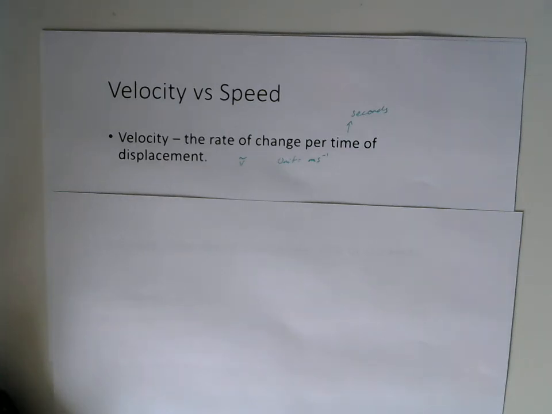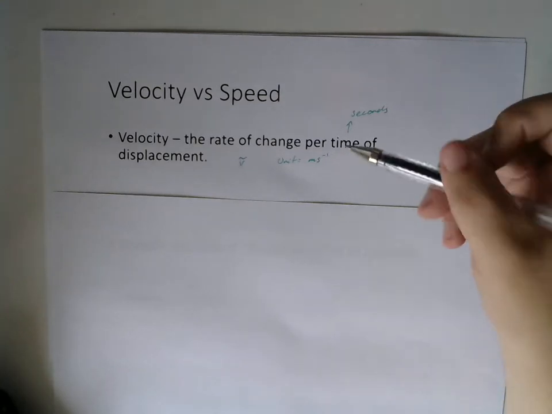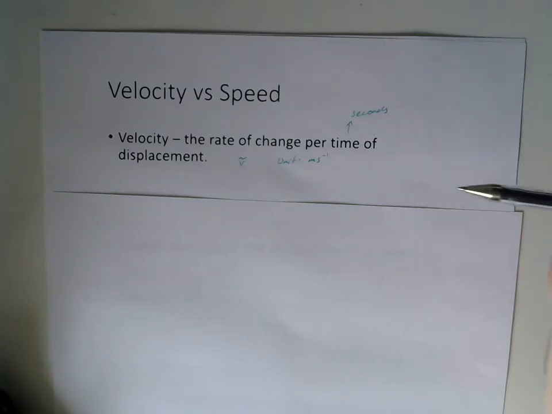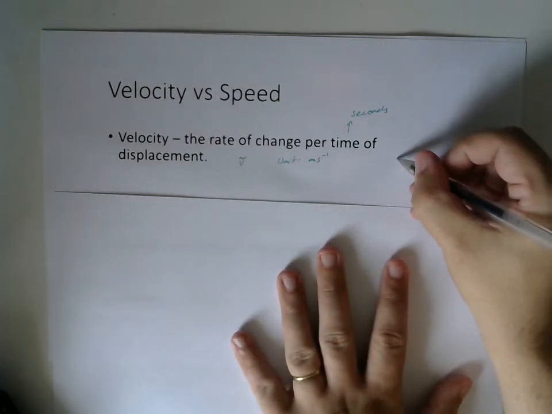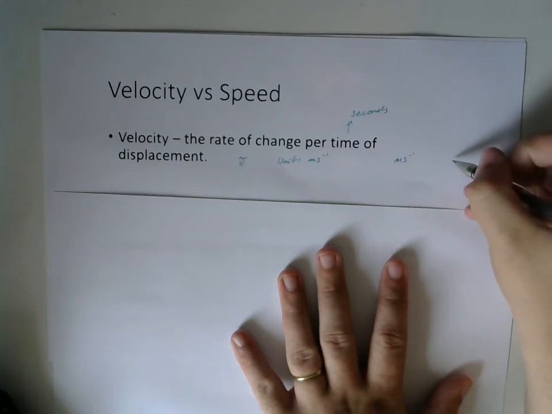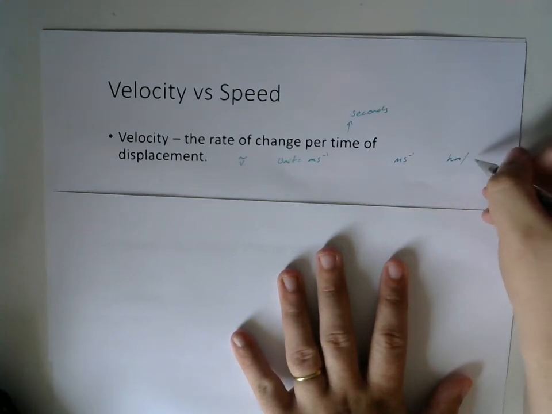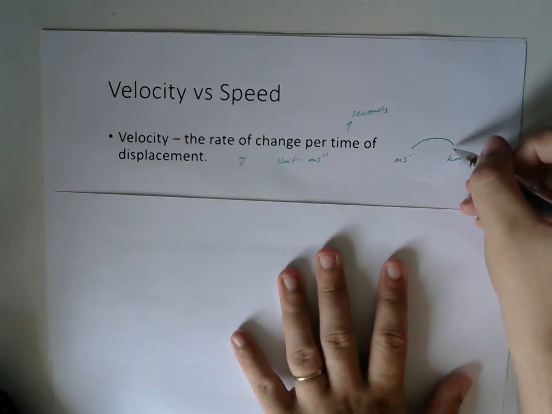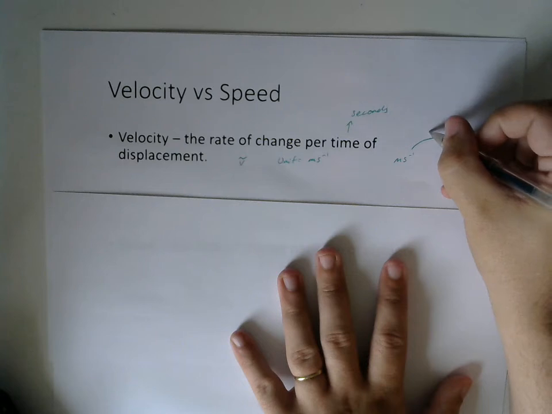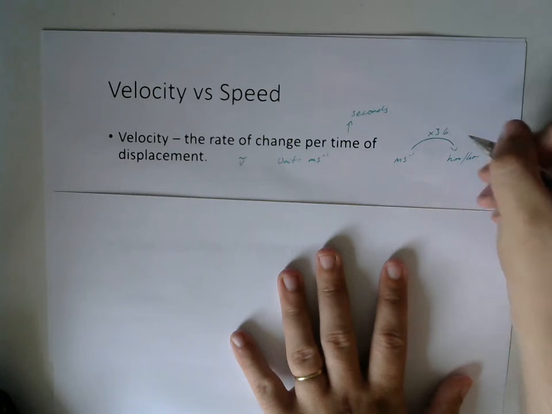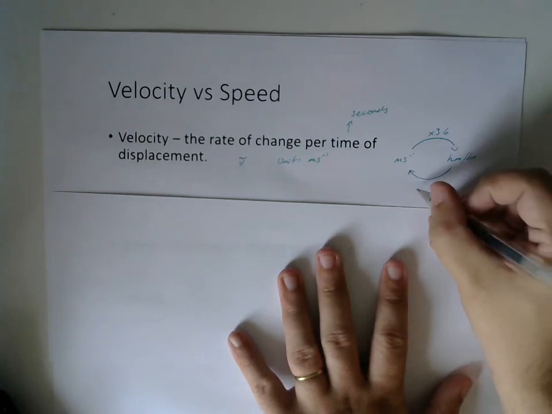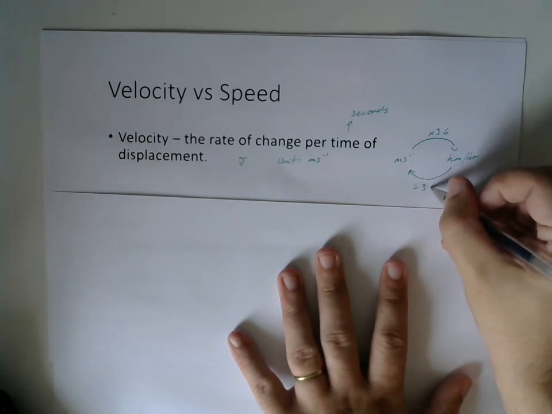Now, there is one really important thing to remember, is that while meters per second is the standard unit, often these will be given in kilometers per hour. So this is something you will probably want to write down. Kilometers per hour. To turn meters per second into kilometers per hour, we multiply by 3.6. To convert backwards, we divide by 3.6.